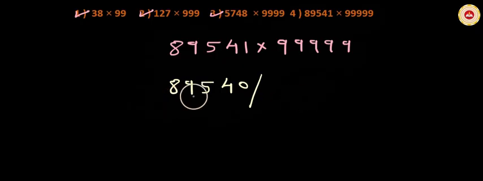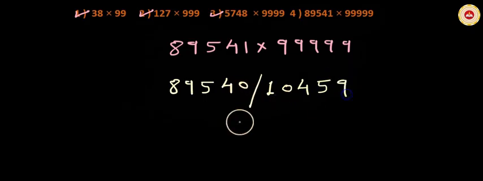Subtract these 5 digits from 9. So 9 minus 8, 1, 9 minus 9, 0, 9 minus 5, 4, 9 minus 4, 5, and 9 minus 0, 9. So this is left part. 89,540 is left part and 10,459 is right part. So we calculated both of these parts.